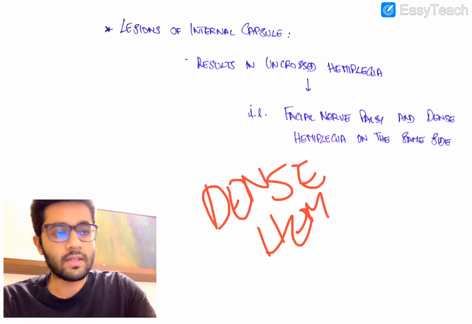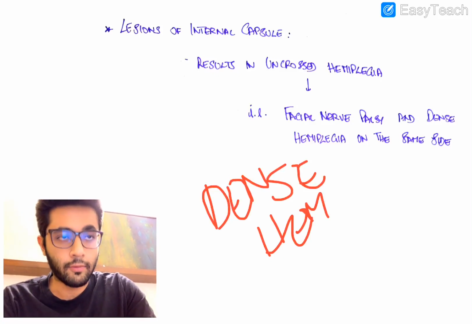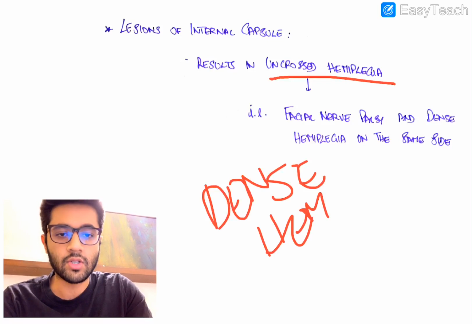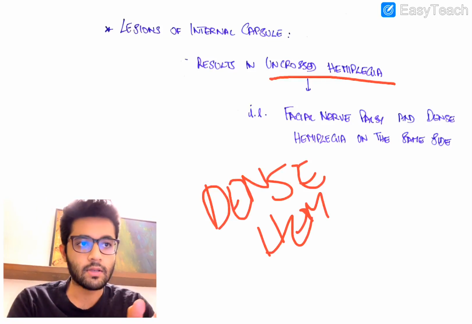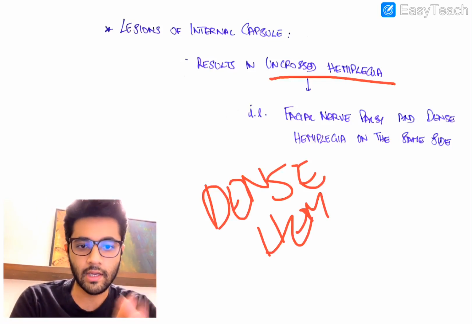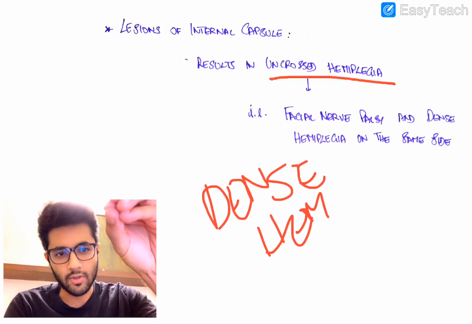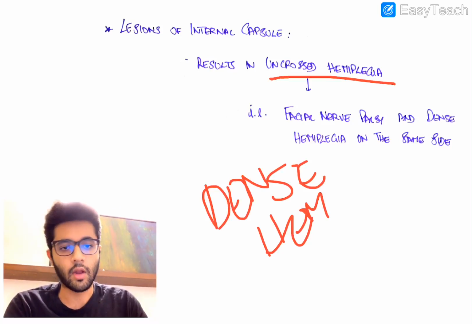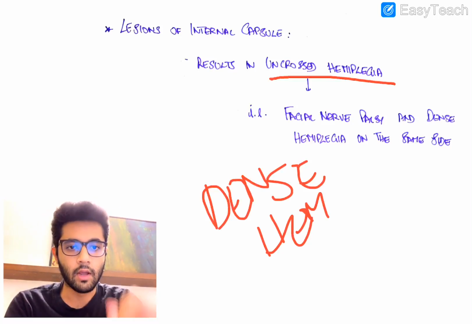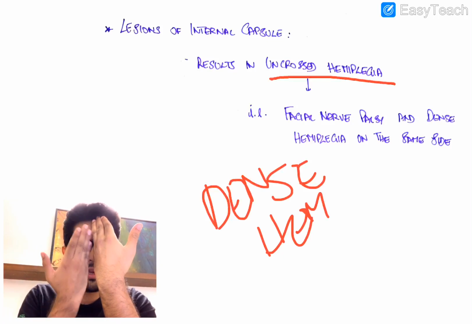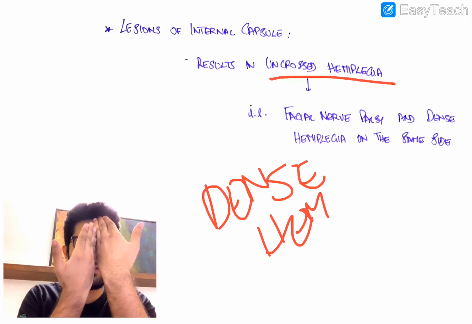That's how it presents. And another point you can remember for the internal capsule is that it is an uncrossed hemiplegia. So what does that mean? That means the facial nerve weakness or the cranial nerve involvement is on the same side as the rest of the body's involvement. So basically your seventh nerve fibers also cross through the internal capsule. So when the internal capsule is affected, you will have weakness of the right face and the right body.